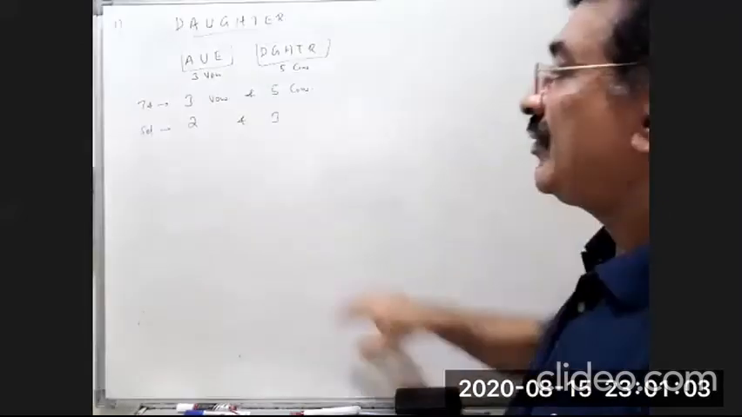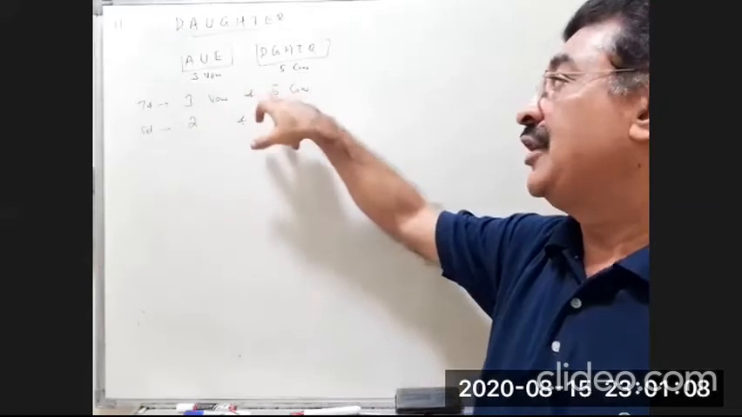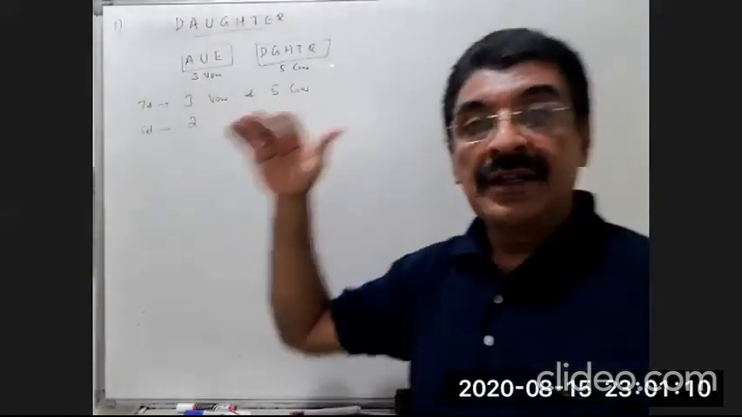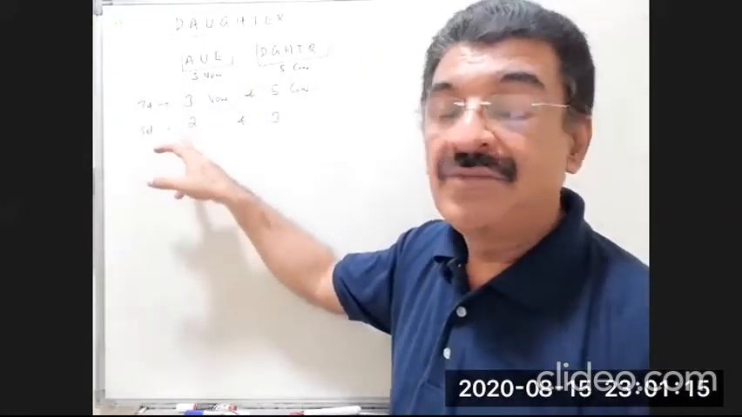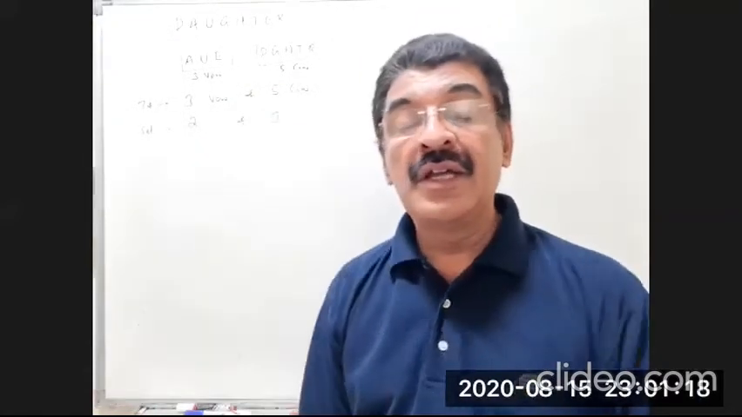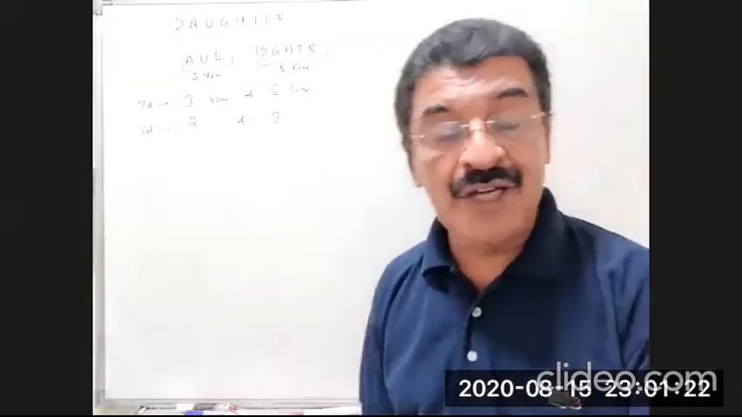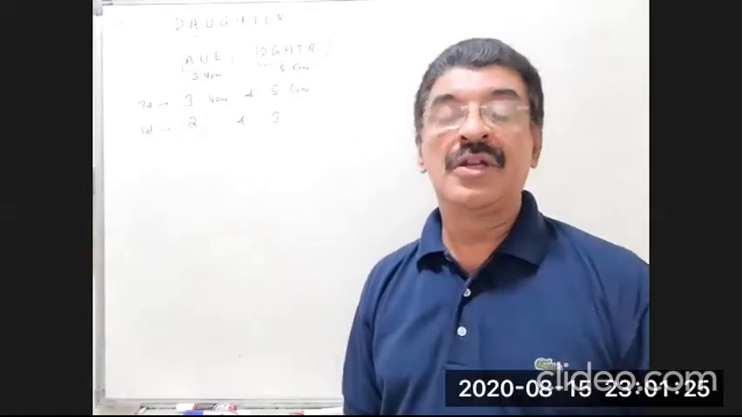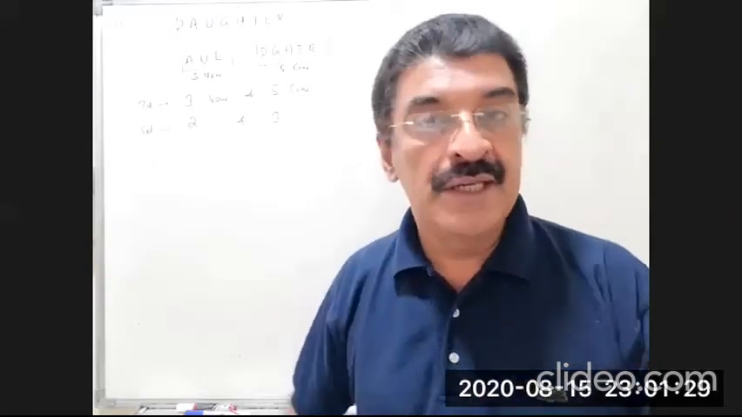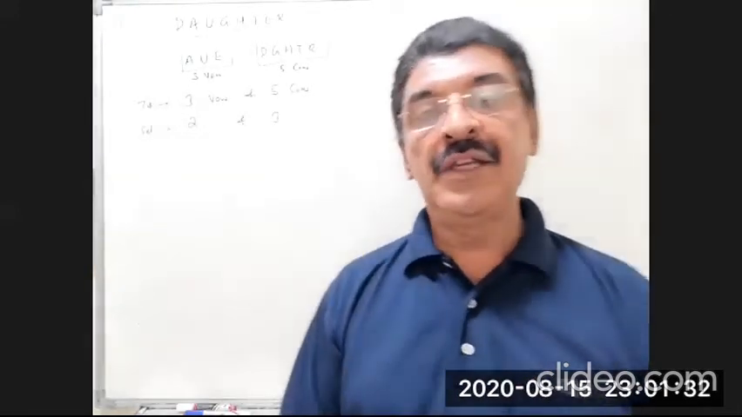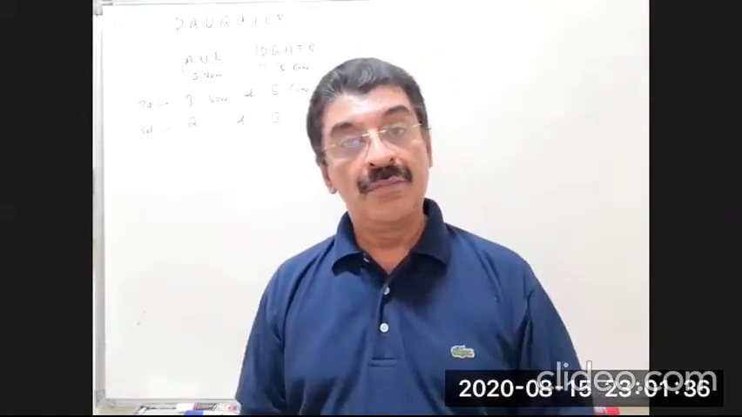So 2 vowels. From 3 vowels, 2 can be selected. From 5 consonants, 3 can be selected. Then after selection, how many letters did we select? We selected 2 plus 3, 5 letters. Those 5 letters are to be arranged. So first is selection, then is arrangement. So this question is based on combination as well as permutation. Such questions are seen in examination. They are important questions, questions based on permutation and combination.